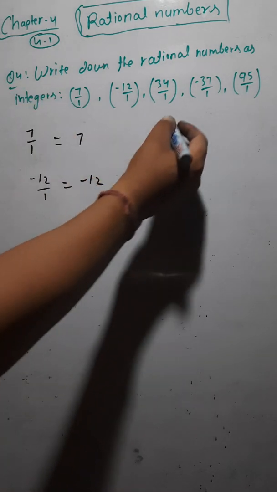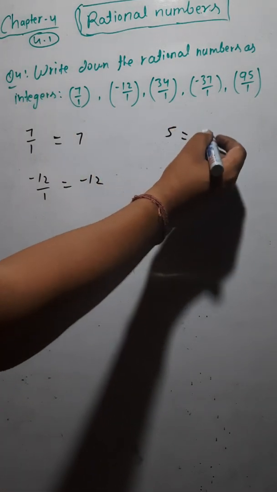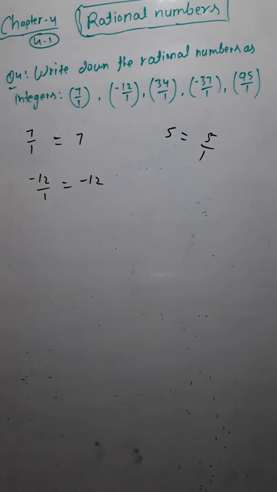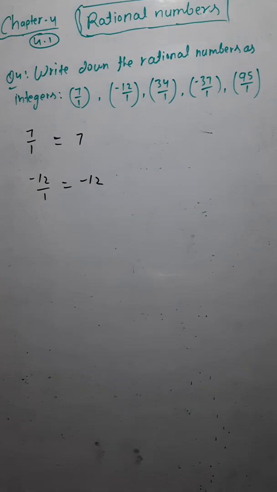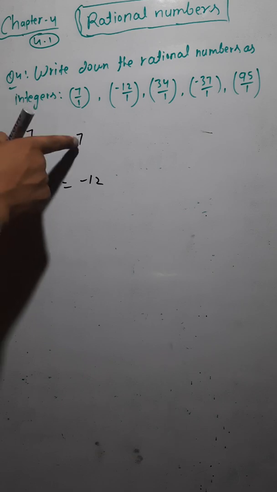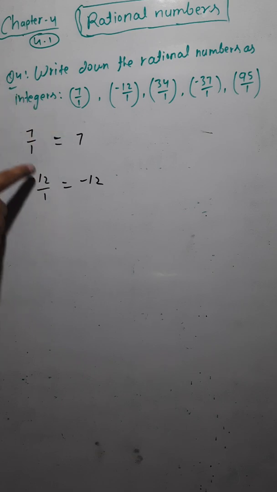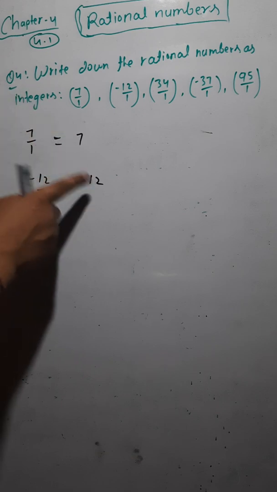As I have already told you, 5 is a rational number. Why? Because you can write it in the form of 5 by 1. Yes or not? So similarly here also, all these are rational numbers. You have to write all these rational numbers in the form of integers. So 7 by 1 in the form of integer is 7. Minus 12 by 1 is a rational number, so in the form of integer it is minus 12.